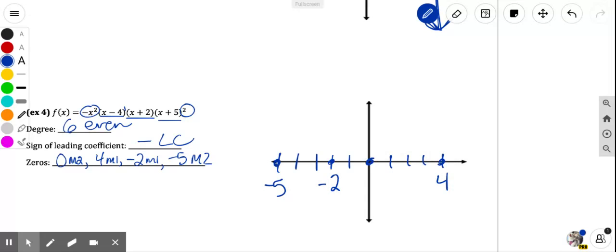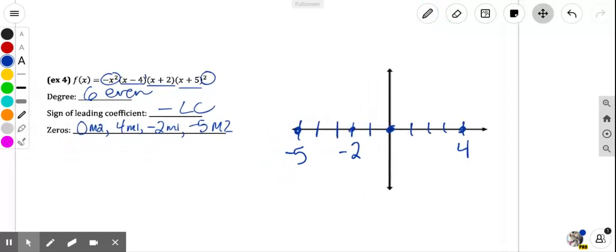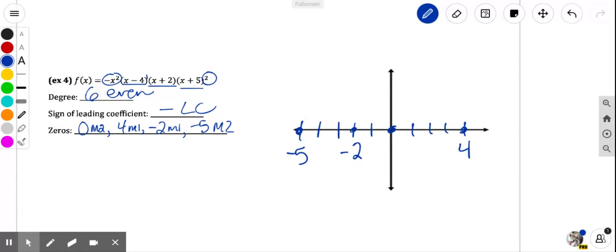Okay, so again, it was even negative, so they're both going to point down. I'm going to use a different color to make it pop a little bit. So this one's going to point down. This one's going to point down. So again, we start on the outside and work our way in. I'm going to start at negative 5, which is multiplicity 2, which remember, multiplicity 2, you hit the 0 and you bounce back down. Okay, multiplicity 4 for 4 is 1. So just going to go straight through at 4 and kind of just hang out there for a second.